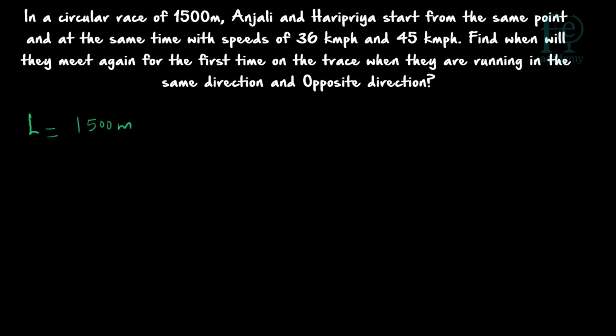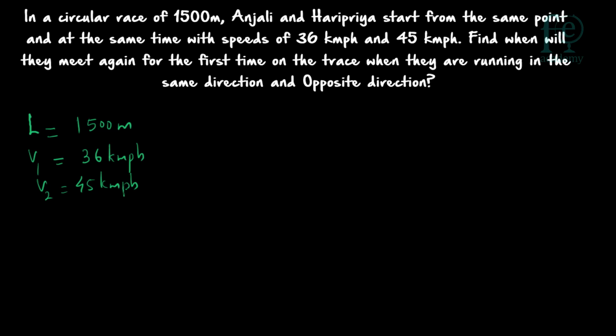And we are having two runners, Anjali and Haripriya, and the speeds of the runners are given. Let V1 be the speed of Anjali. So V1 is equal to 36 km per hour and V2 is given as 45 km per hour, the speed of Haripriya. You have to find out when they will be meeting for the first time on the track, when they are running in the same direction as well as when they are running in opposite direction.